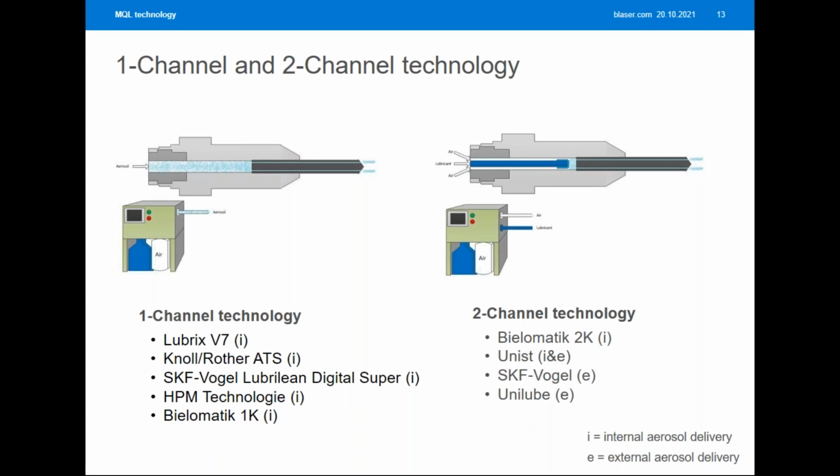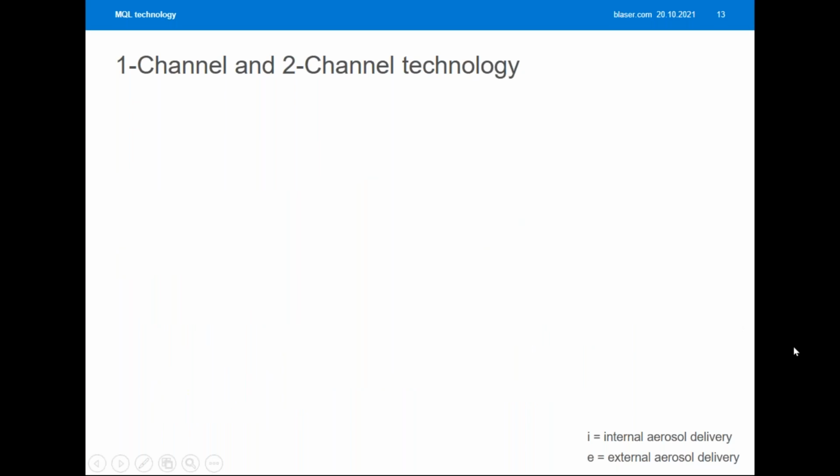And here you see the different MQL devices, it's not all of them, just some of them. One-channel technology with the internal delivery is much more common, but with the two-channel technology, the external MQL delivery is like the standard. And if you see a Belomatic MQL device that goes internally, then chances are very high that it is a Belomatic two-channel.